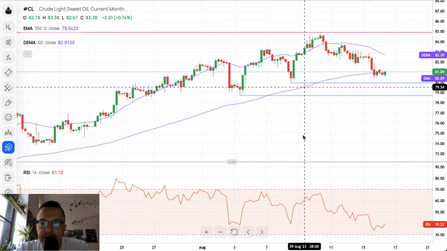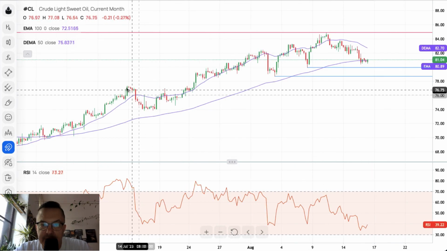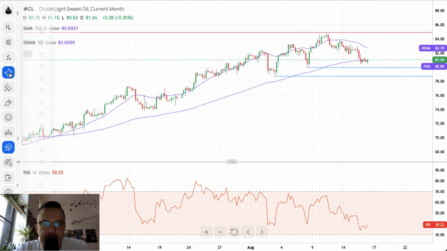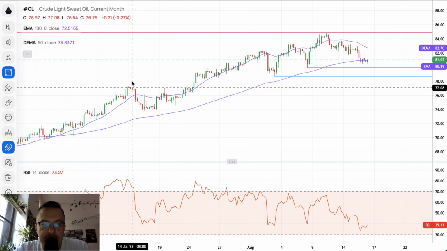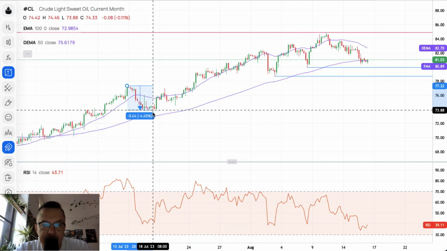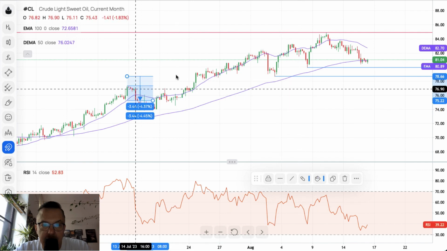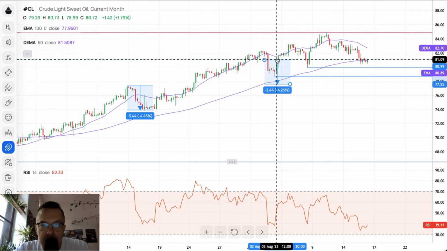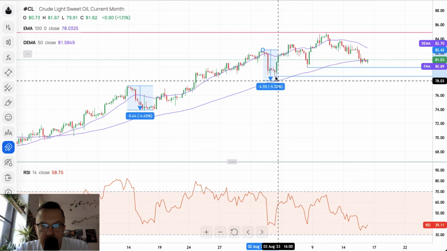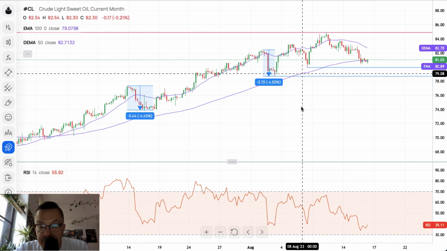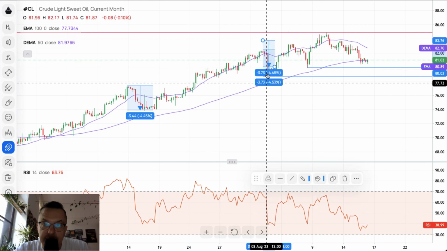So what we have here is a classical pullback to the downside. Let's take a look at how big this recent pullback is. So what do we take? We take a price range, for example, from here to, let's say, here, there is minus 4.45. Let's see how much is here during this pullback. So what do we have here? 4.53. Pretty much the same, right?